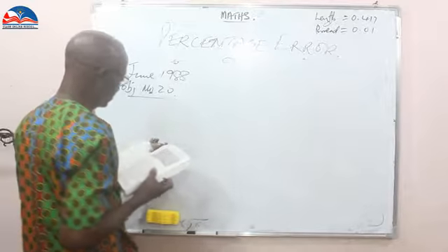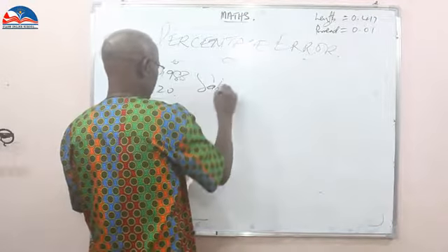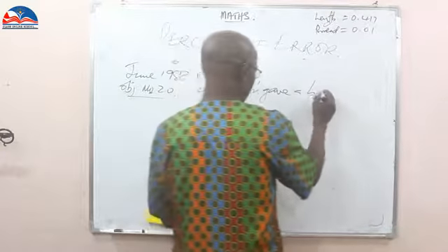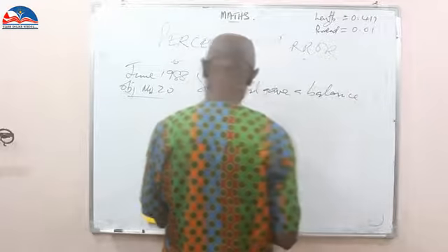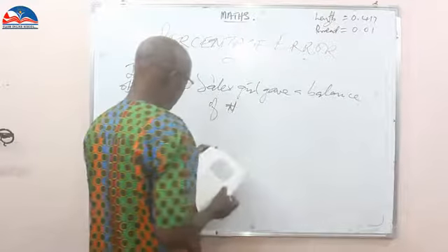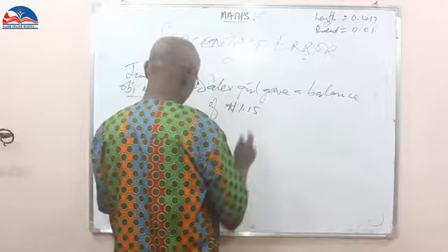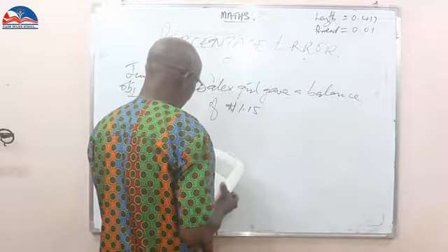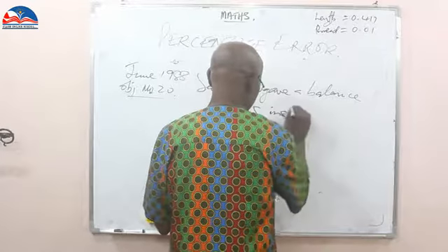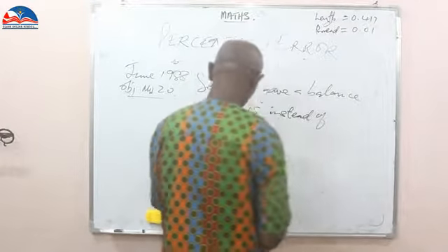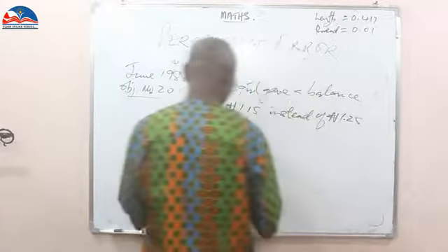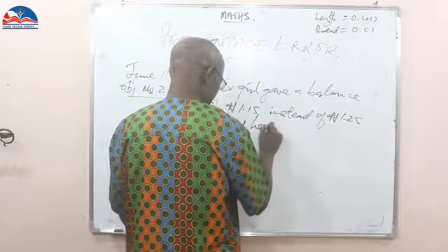A sales girl gave a balance, maybe after selling something in some bigger denomination. She gave a balance of £1 15 kobo instead of £1 25 kobo. Find the percentage error.